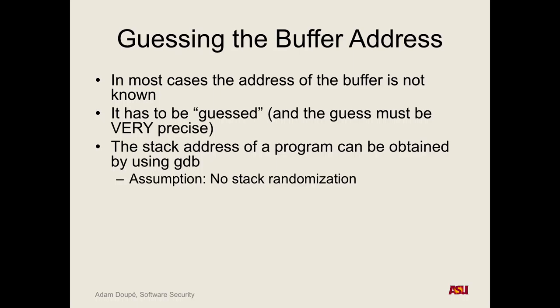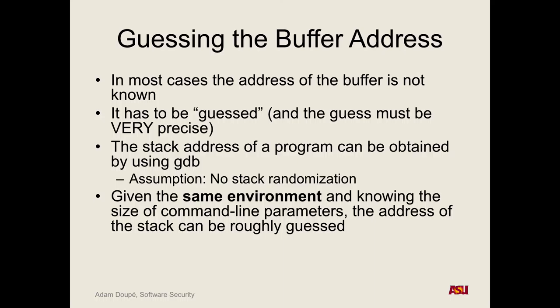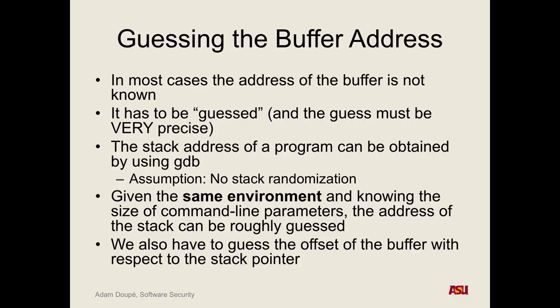So you can do it in GDB, and that can give you an idea of where to go. But from what we've seen, we need to be super, super precise. We have to hit the first byte of our shellcode in order to execute. Same environment is super important. The size of the command line parameters is really important because those will change the stack. You don't have to guess the offset. You can know the offset exactly by looking at the assembly code. That's the key. So we can use a super cool trick.